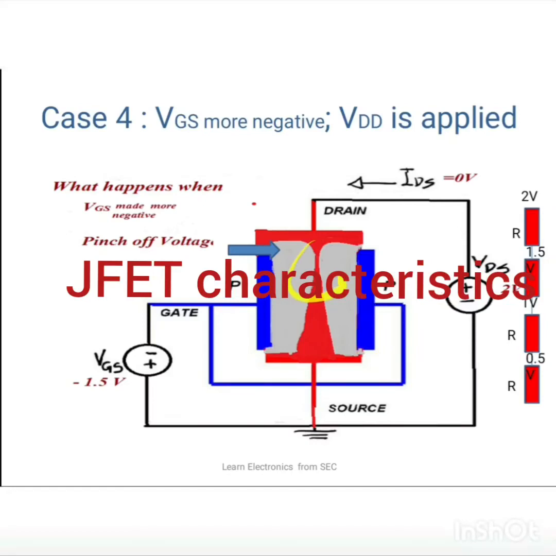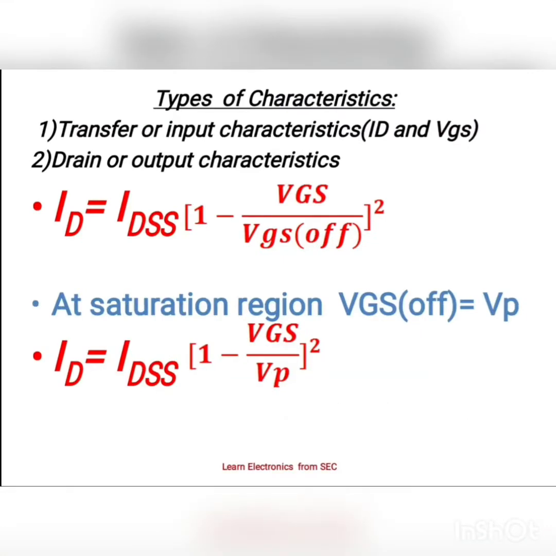Now let's move on to types of characteristics. We draw graphs between current and voltage parameters. So we know that in the circuit, the parameters take an input side, which is the input parameter, and an output side, the output parameters. So the transfer characteristics indicate one parameter from the input side and one parameter from the output side.